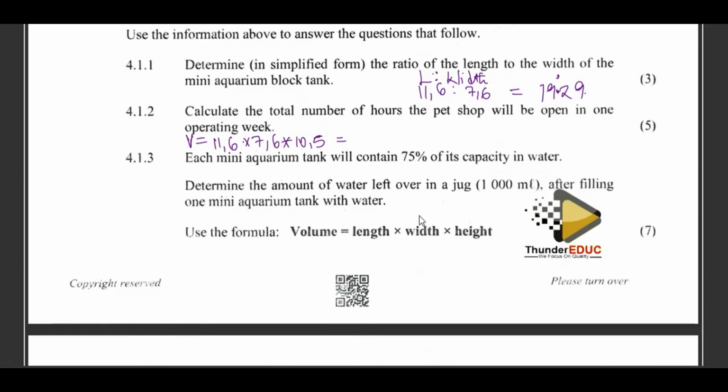So here the answer we get is 925,68. These are centimeters cubed. But it's the same as millilitres. The reason why I'm changing to millilitres is because that is what I'm looking at. Now this is a full capacity, but we're looking for 75%. So we multiply by 75%.